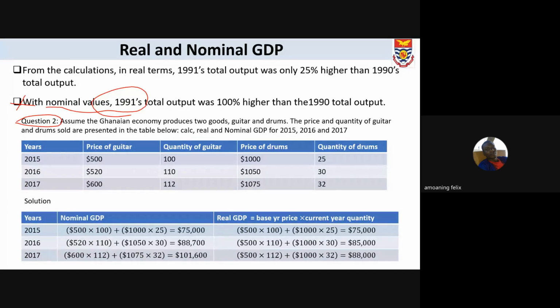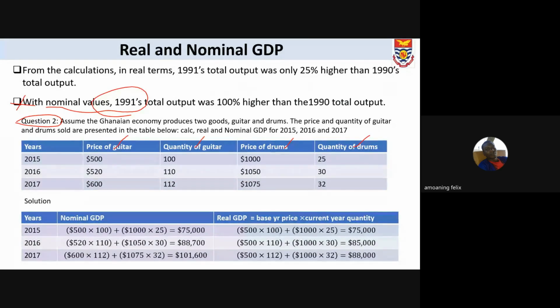So the Ghanaian economy produces 2 commodities. We have been given the price of the commodity, which is guitar. You have also been given the quantity of guitar. You have been given the price of drums. You have also been given the quantity of the drums. And the question says to calculate the nominal GDP. So this tells us that the guitar and the drums are final goods that we are considering. So the assumption holds that these are final goods. Calculate nominal GDP and calculate your real GDP.